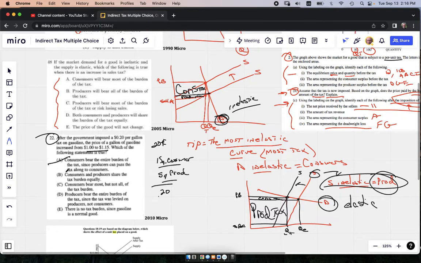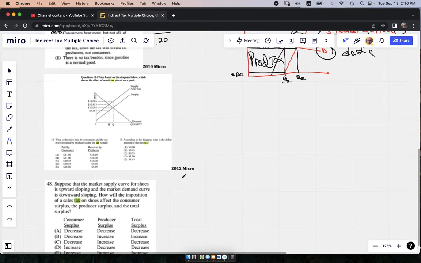Consumers and producers share it equally. No, they don't. Consumers bear most. Yes, they do, but not all. Producers have to pay some of that tax. The government's going to get its money no matter what.